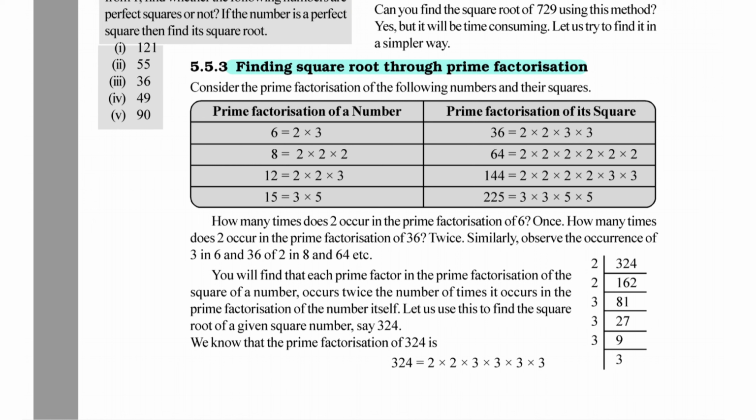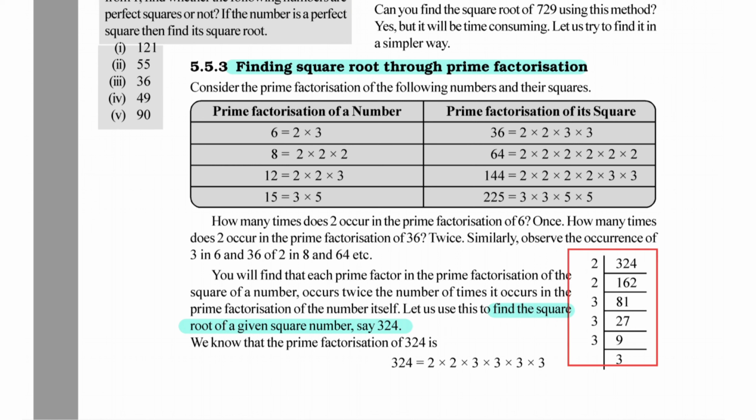Now for example, consider the number 324. We will be finding the square root of 324 by the prime factorization method. I hope you are all familiar with it. We will start the division by considering the smallest prime number. If we are not able to factorize the number by the lowest prime number, then we proceed to the next prime number.